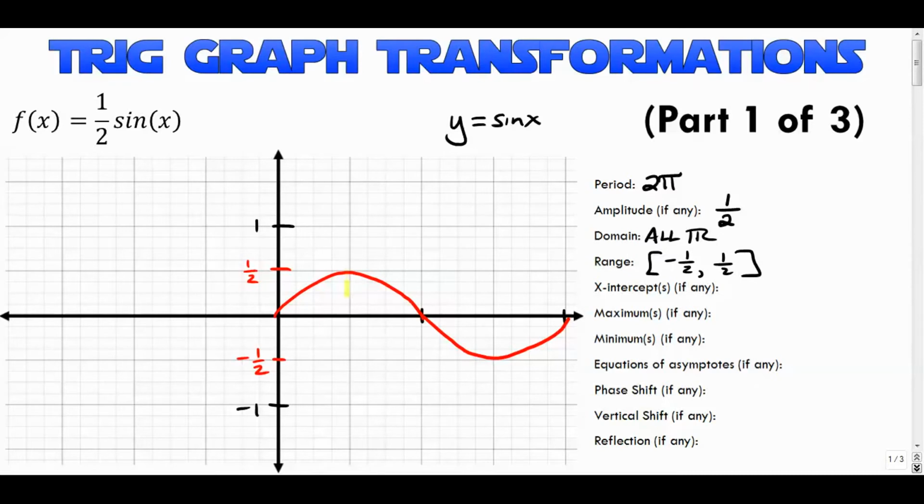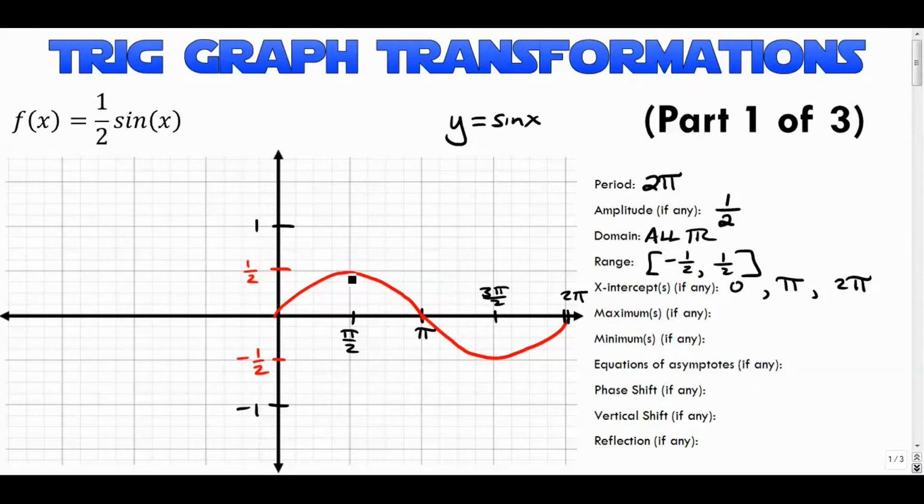The range is kind of the up and down distance, right? We're only dealing with y values from negative 1/2 to positive 1/2. The range are the y values, a set of all y values. X-intercepts don't change, right? We have 0, pi, and 2 pi. This would be pi, this would be pi over 2, this would be 2 pi, and this would be 3 pi over 2.